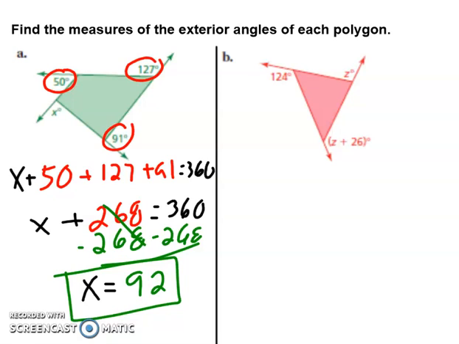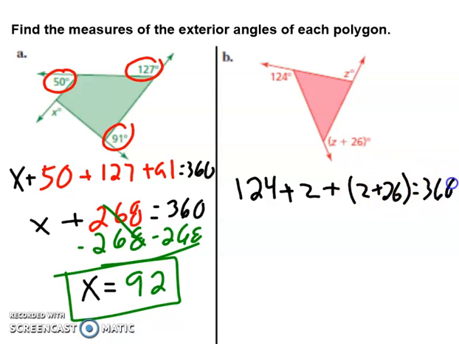So if we have a 3-sided shape, I still know the exterior measure is going to be 360 degrees. So I'm just going to add all of them together. So I have 124 plus Z plus 26 is equal to 360. We can combine some like terms here. I have 124 plus 26. That's going to be 150.